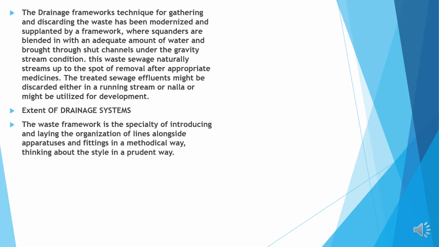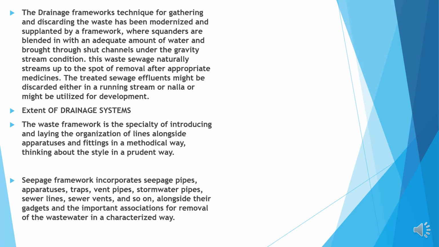Scope of drainage system. The drainage system is specially installing and laying the network, that is a set of lines along with apparatus and fittings in a methodological way, considering the style in a prudent way. The drainage system includes drainage pipes, apparatus, traps, vent pipes, stormwater pipes, sewer lines, shaft vents, and so on, along with their devices and the important applications for disposal of the wastewater in a defined way.